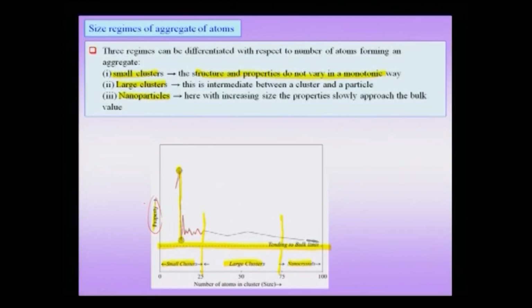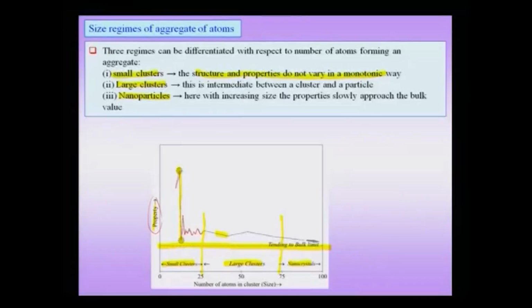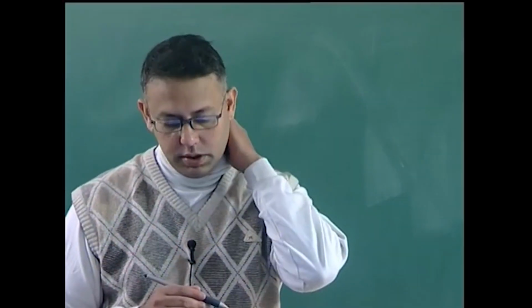In the case of the large clusters, which is basically intermediate between the cluster and the particle or the nanocrystal, there is still fluctuation in the properties, and here we are talking about a size regime. For instance, in the nanometer size regime, there are still fluctuations, but these fluctuations are much more gradual, and typically if you add, for instance, a few atoms or 1 or 2 atoms, you do not expect that these properties are going to change in a very drastic way as it would happen in the case of the small cluster regime. So, here also there are some fluctuations in the properties.